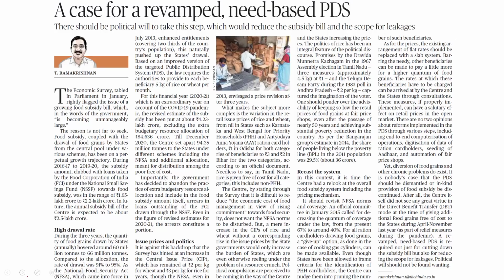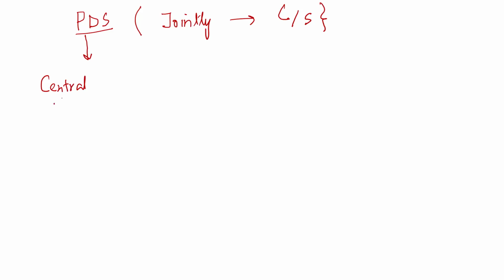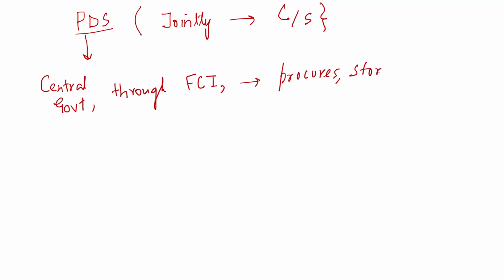Now let's look at a very important column, a case for a revamped, need-based public distribution system. We have something called PDS, which is the Public Distribution System. It is through this PDS that essential commodities are distributed to a large section of our population. And this PDS is jointly operated by both the center as well as state governments. The central government, through FCI, the Food Corporation of India, procures, stores, and transports these food grains to the states.